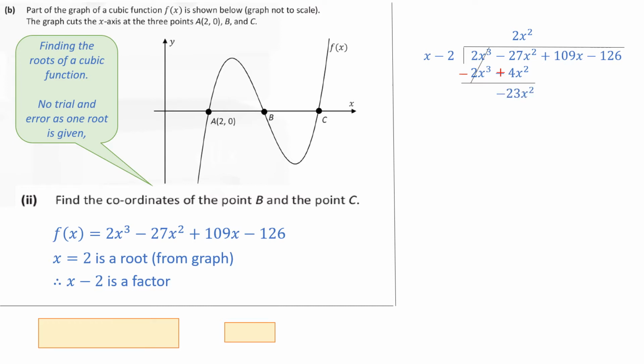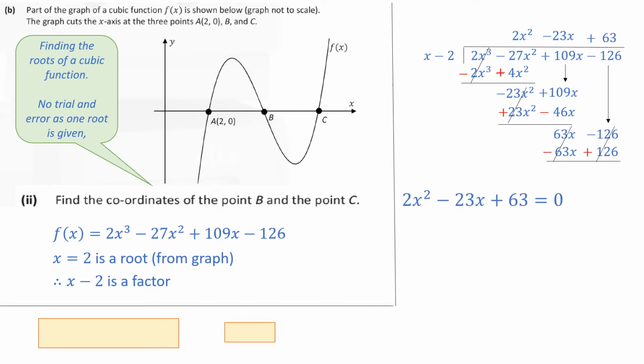And then we have minus 23x squared, bring down the next piece, and we start again. So divide first term into first term. That gives us minus 23x. We multiply, we change our signs, we then tidy it up and we get 63x. We bring down the next part and we try again. So again, divide, so we get plus 63, multiply, change our signs, and we're left here with no remainder.